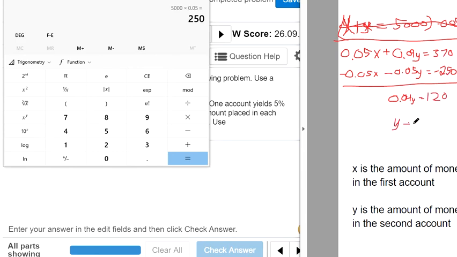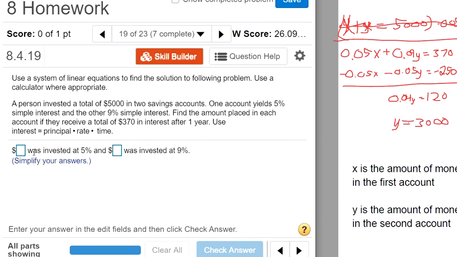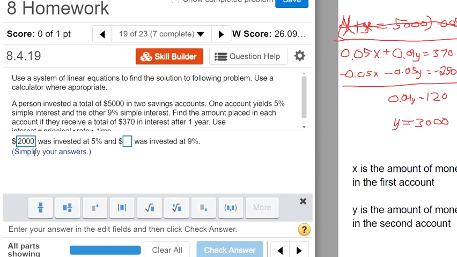Divide both sides by 0.04. So we get 3,000. 3,000 went into the second account. So that means 2,000 must have been in the first account because it was $5,000 total.